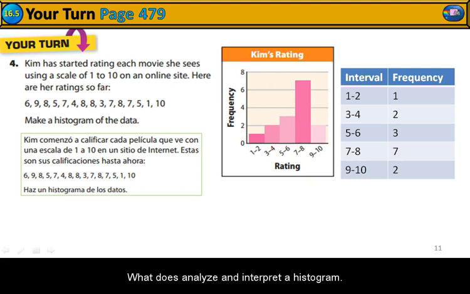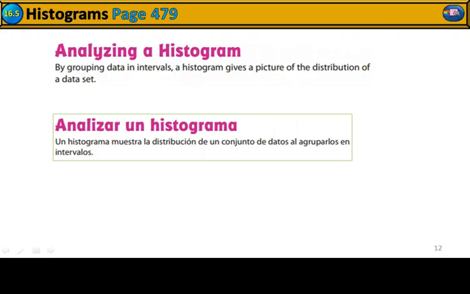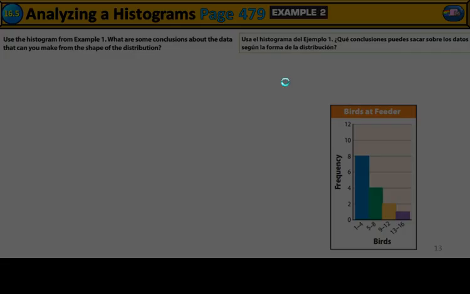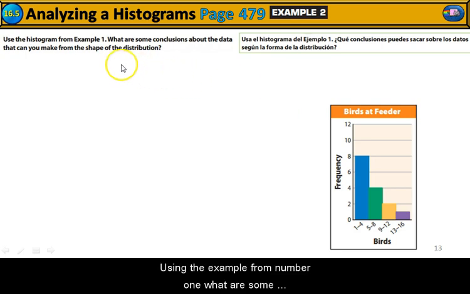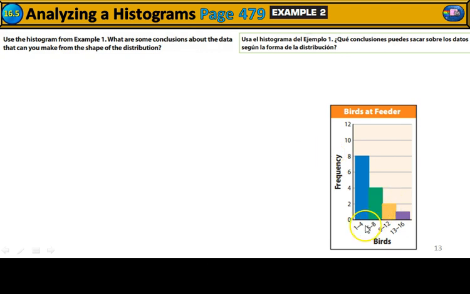Now let us analyze and interpret histograms. By grouping data in intervals, a histogram gives us a picture of the distribution of a data set. Using the example from number 1, what are some conclusions you can make about the data from the shape of the distribution? Remember, this is the amount of birds seen at a feeder on a particular day.